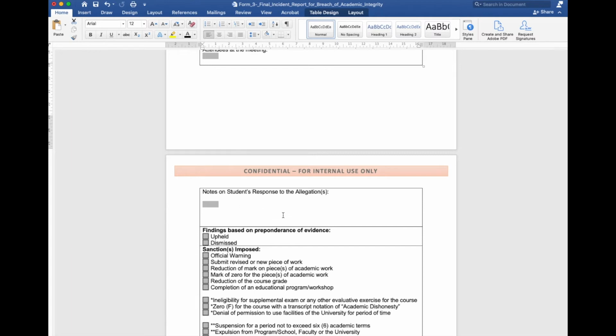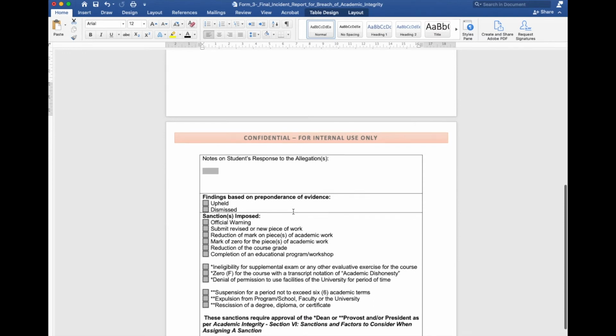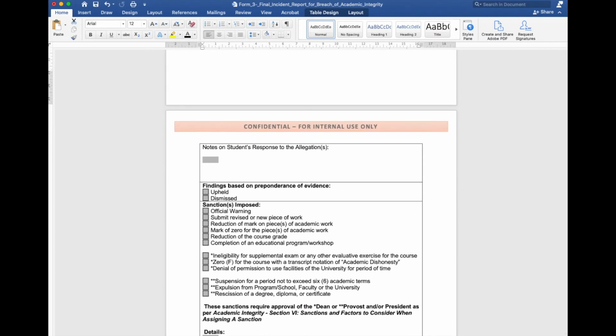Keep in mind that this is the section of information that the dean will be referring to specifically at a future point in time if the student has a second incident or repeat offense, so try to be fairly thorough in this section. Next, we have the findings box, where you indicate whether you are deciding to uphold or dismiss the allegation based on the preponderance of evidence.